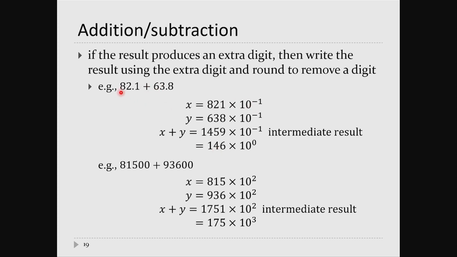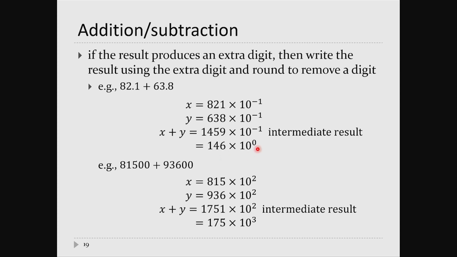So do the conversion. 82.1 is 821 times 10 to the minus 1, and 63.8 is 638 times 10 to the minus 1. Add them together, and a 4th digit appears. That's fine, just do the sum anyway. So we get 1459 times 10 to the minus 1. Now take that number and convert it back to your actual floating point representation, and we're going to round the answer. 1459 times 10 to the minus 1, when I round it, is just 146 times 10 to the 0.